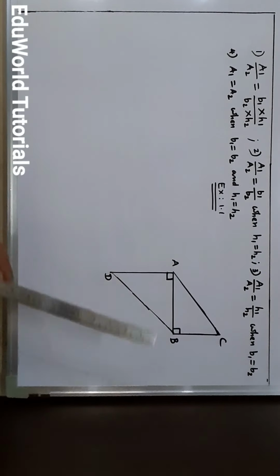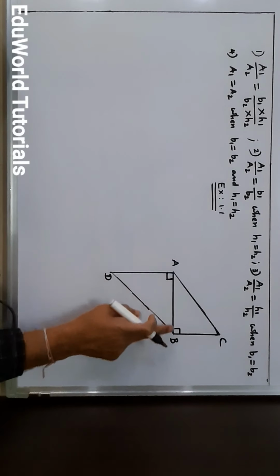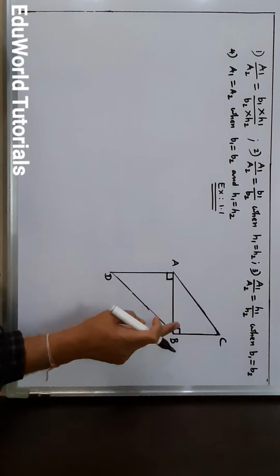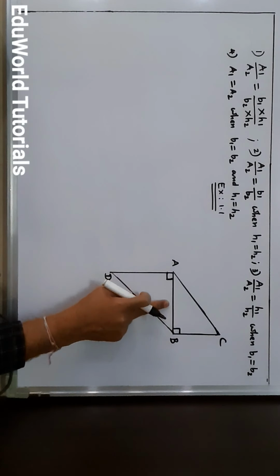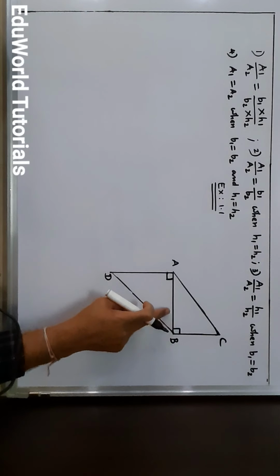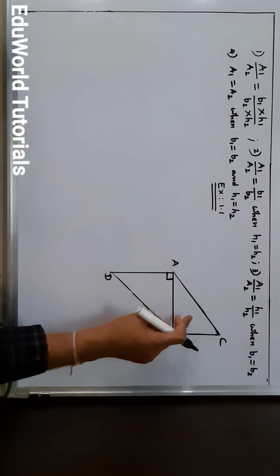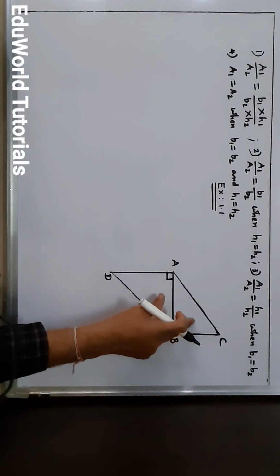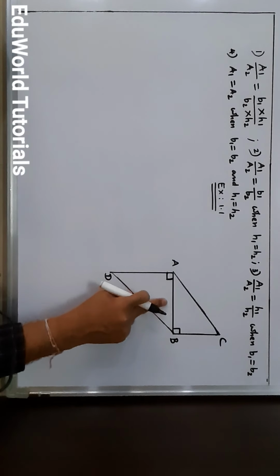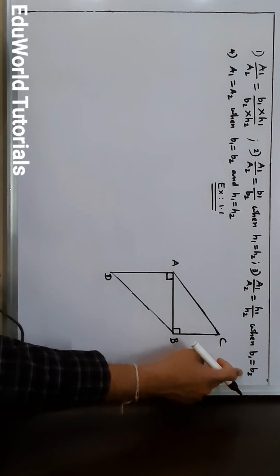Now what do you notice here? You notice that both the triangles are right angle triangles having side AB common. We can consider side AB as base for triangle ABC. So the same segment AB will be base for triangle ABD. That means these two triangles have equal bases. So which property will be applicable? Equal bases, this property.